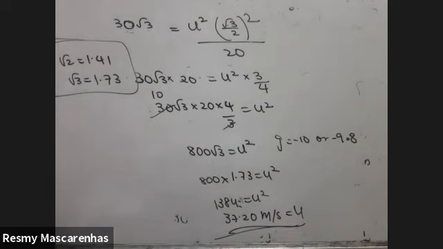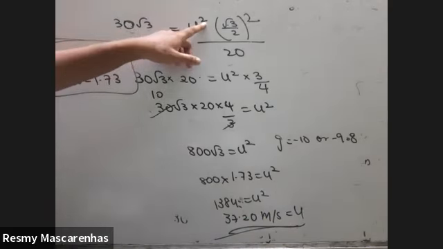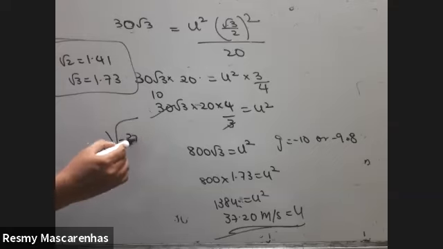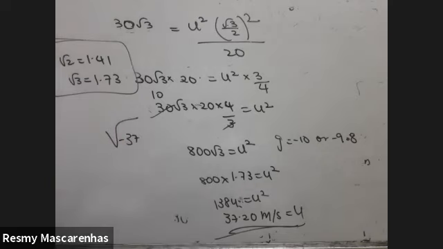Teacher, why you took the value of g as positive? Positive because see, if you take negative, you know what will happen? U square root of negative answer will come. You can never find root of negative numbers. Okay, teacher. Yeah.